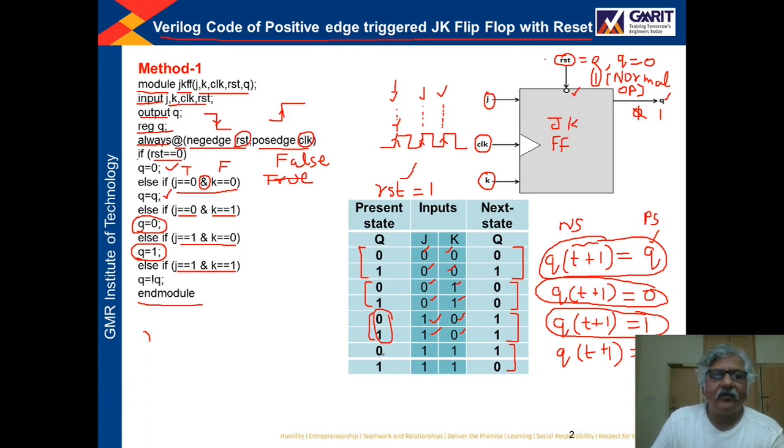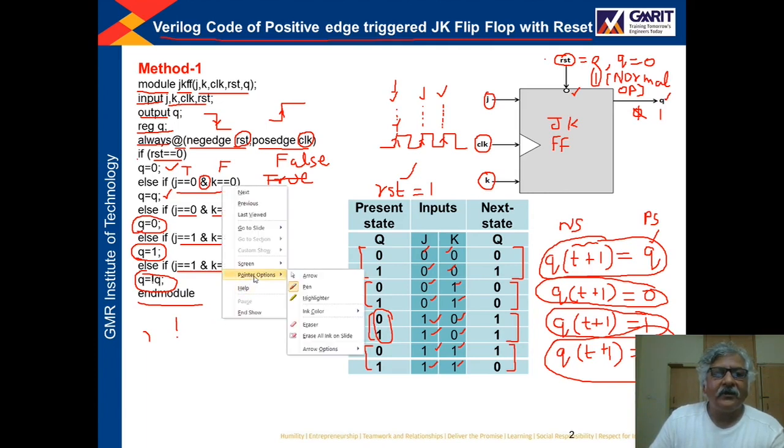If this is true, then what will happen? See the last two rows. If J is 1, K is 1, J is 1, K is 1, in both of these cases, the Q bar will be assigned to Q. Means whatever is the value of Q, that will be complemented. So for that I have written here Q is equal to negate Q. So here I am using this negate symbol, right? So it will complement the value of Q and that will be assigned to Q.